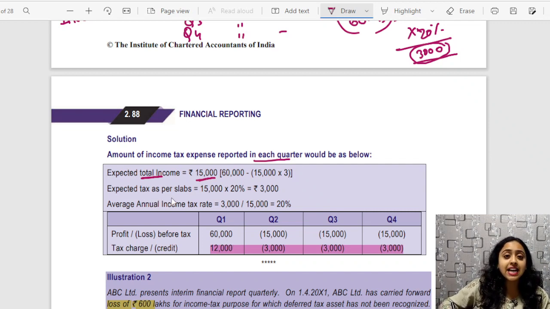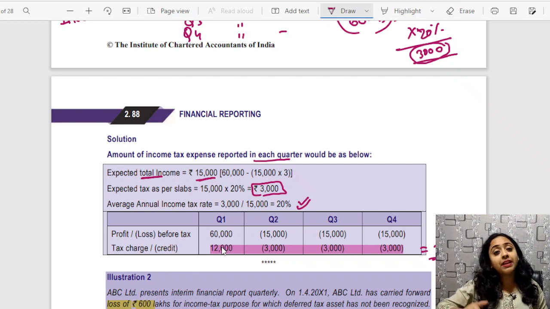Expected tax as per the slab is rupees 3,000. Please tell me in case of doubt. The annual rate is 3,000 divided by 15,000 equals 20%. Now for each quarter 1, 2, 3 and 4, the tax will be 20% of 60,000, 20% of 15,000, 20% of 15,000, 20% of 15,000. Now 12,000 minus 3,000 minus 3,000 minus 3,000 equals 3,000. So this is the annual tax which will be divided as per the quarter in each year.